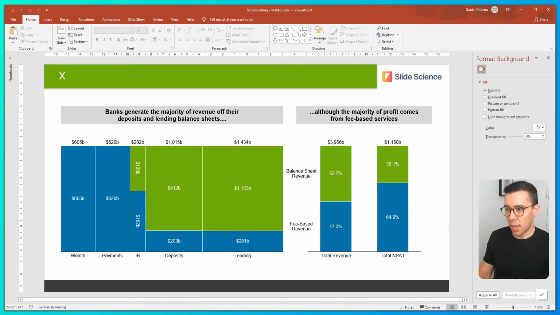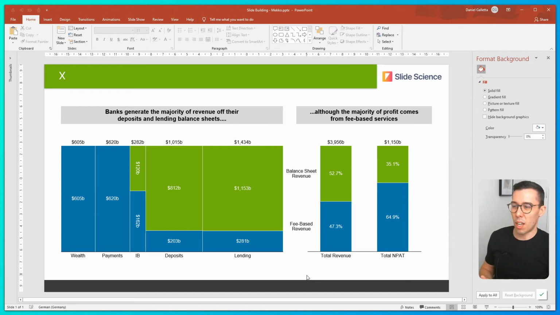All right, so what I've done is I've connected these two charts by using a label that sits right in between them both. You can see here the green is the balance sheet revenue, the blue is the fee-based revenue. Look, this is a stylistic decision. I think it does take a little bit away from the clarity of the slide, but I think it does make things look a little bit neater.